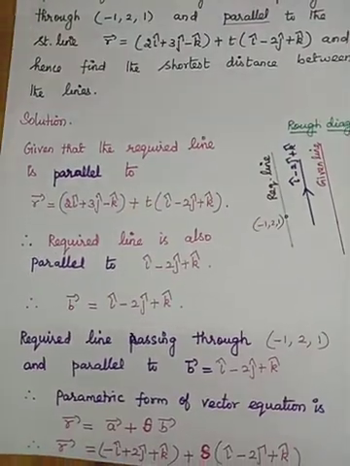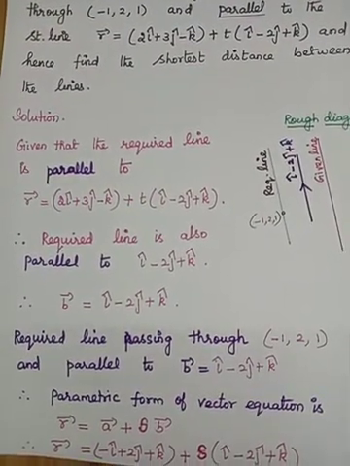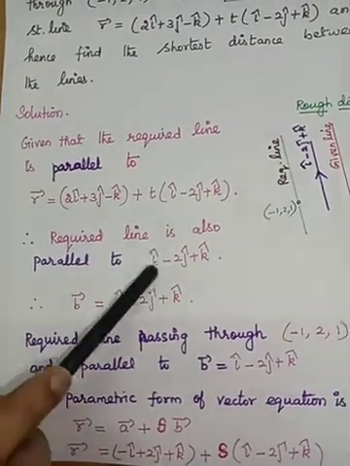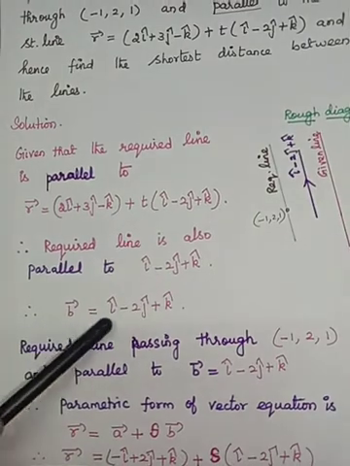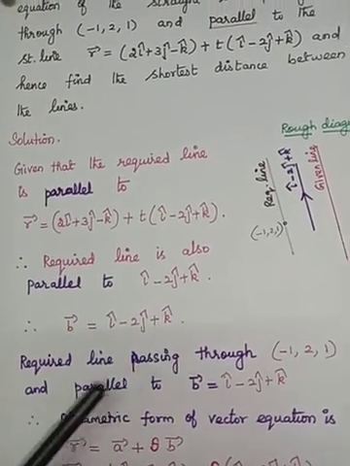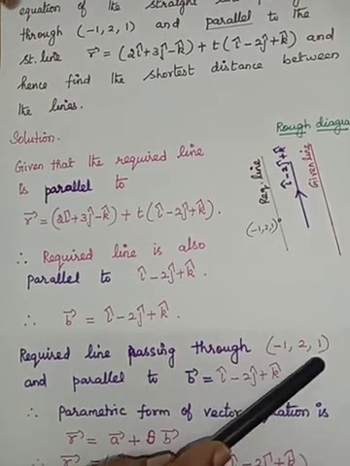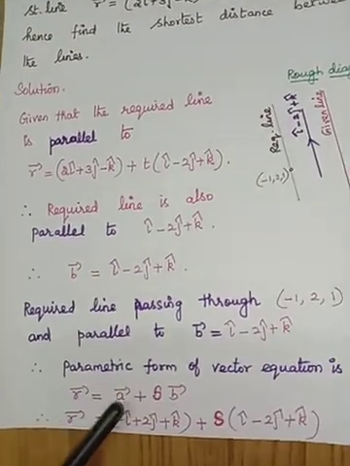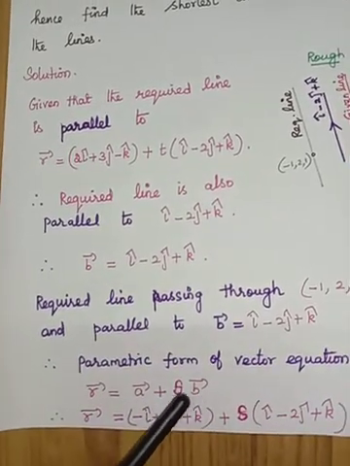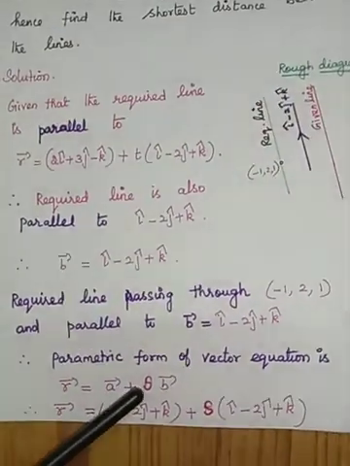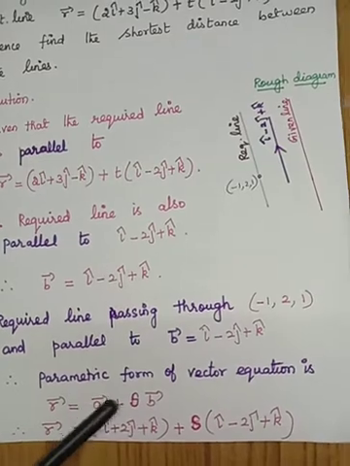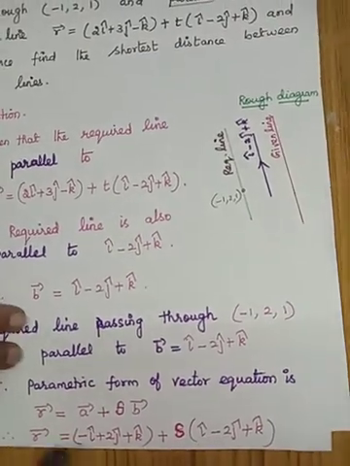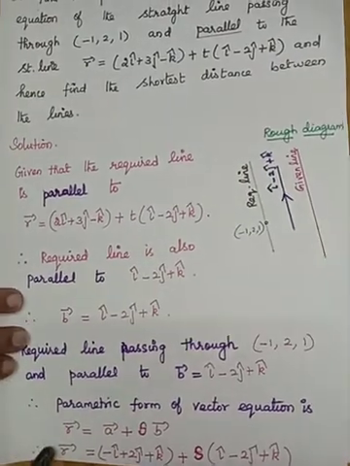So you can write the parametric form of the vector equation of the required line. Given that the required line is parallel to the given line, the required line is also parallel to the parallel vector of the given line. So b vector is equal to i cap minus 2j cap plus k cap. So the required line passes through (-1, 2, 1) and is parallel to i cap minus 2j cap plus k cap. So what is the formula? r vector is equal to a vector plus s b vector. Here in the given line it used t, so here I have used s. So a vector, the passing point whose position vector is written here, plus s into the parallel vector. So we have found the parametric form of the vector equation of the straight line.